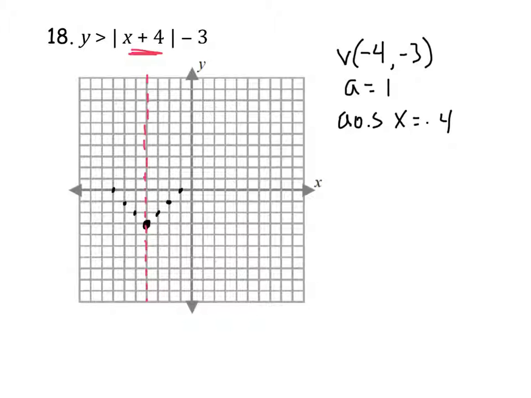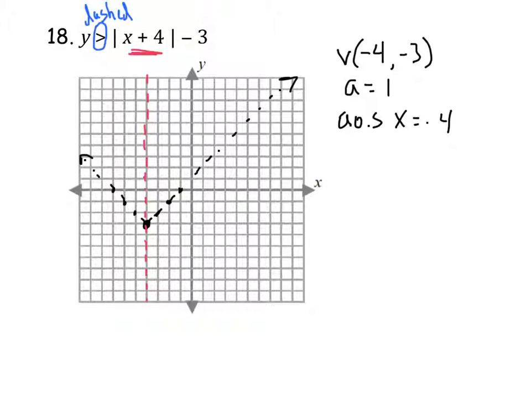Okay, so now we need to decide, are we graphing this with a solid line or a dashed line? Right, this is just greater than, so that means we go with a dashed line. All right, so please make sure that you graph this clear across the entire graph. Okay, so there's our absolute value. There's our boundary. We now need to decide where we're going to shade this.